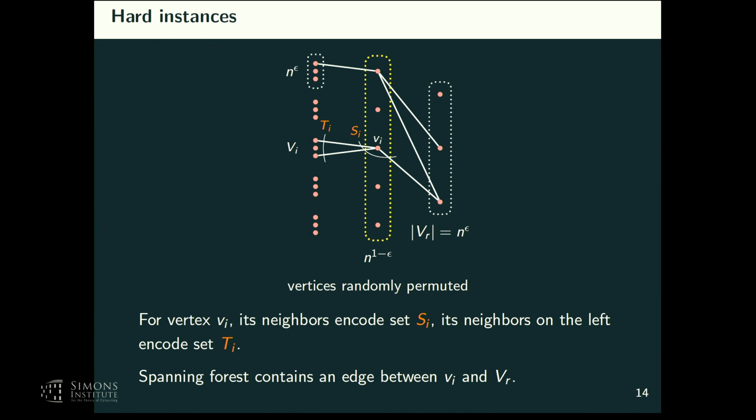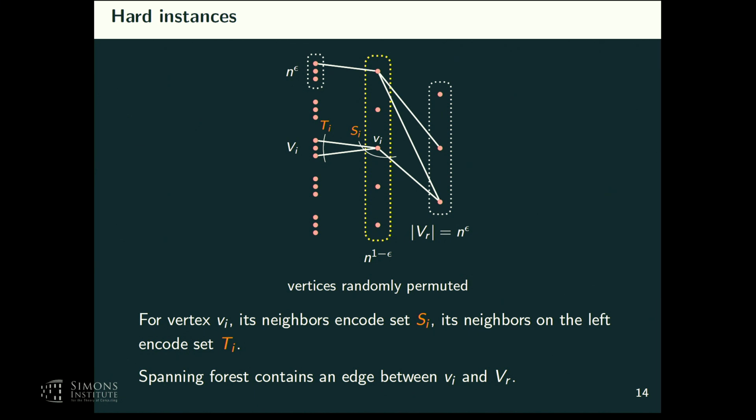So why are we constructing such a graph? Imagine that you are the referee, and suppose that you receive all the messages, but you don't see the messages from the right column. You only see messages from the left 2 columns. Then from the left column, what can you learn? From every vertex there, you only learn 1 bit, whether they are connected to the vertex in the middle. So from all these messages, the only thing you learn is the set T_i for every i.